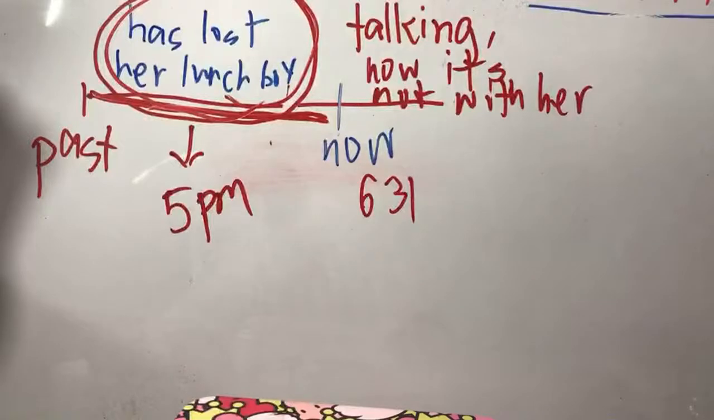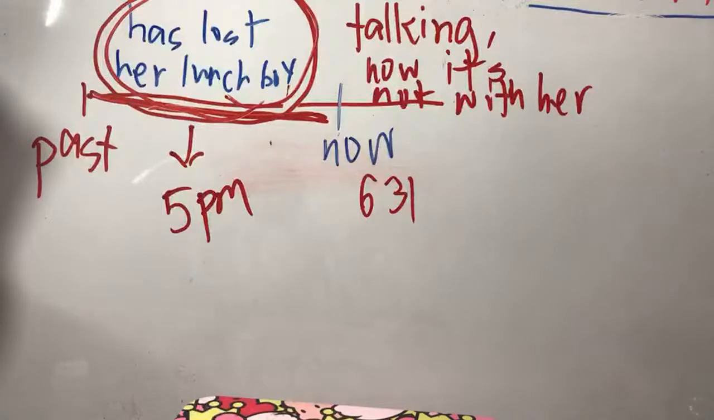Now, Mizuki, listen. Actually, you can use the simple past. You can just say, she lost her lunchbox. You can use it. Right? Actually, the present perfect, sometimes people don't use it because you can use the simple past. But if you want the person you are talking to know that it has happened recently, then it's better to use the present perfect.